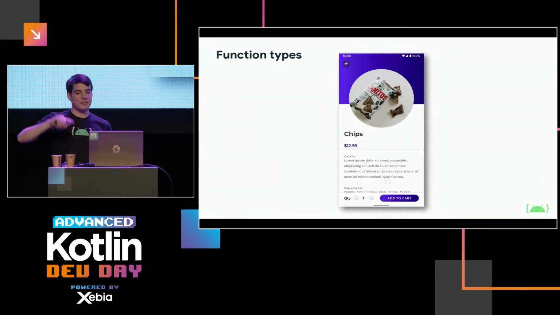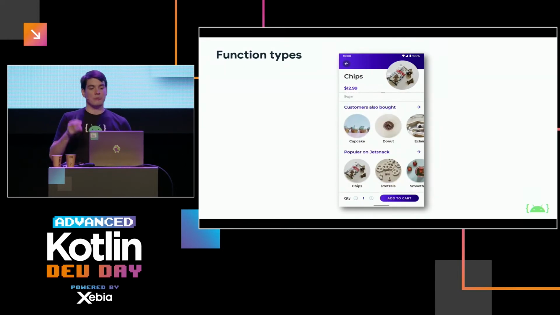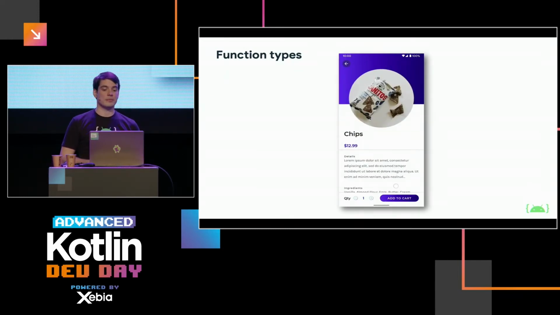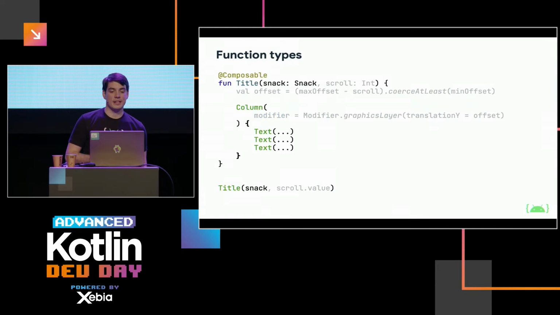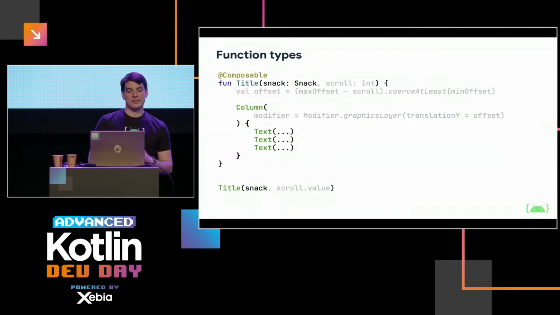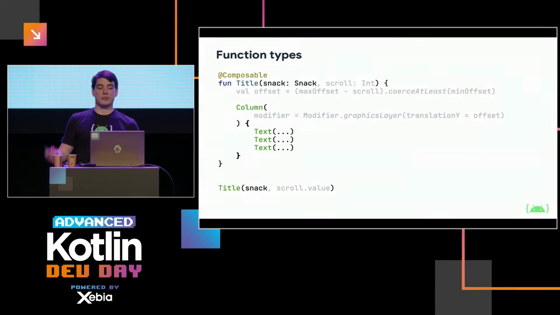So based on the scrolling state of the view below it, we have to move this title around as the screen is being used. Here is the code that powers that title, a simplified version of it. So first of all, this takes a snack as a parameter, and it creates a couple different pieces of text, which are going to be the name, some other information, the price, and so on. And all of this happens within a column, which is a layout in Compose that arranges its contents vertically under one another. So that's how we display the information.